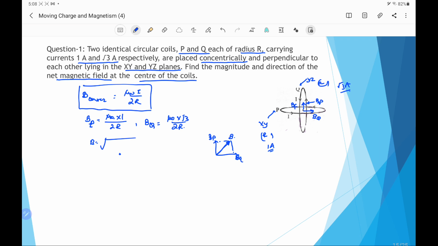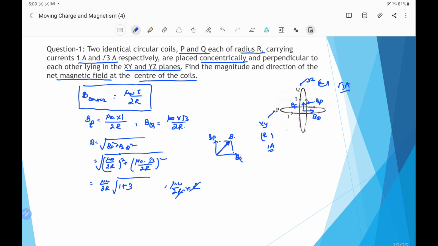So B will be equal to square root of BP square plus BQ square. Substituting the values, it will be mu naught by 2R whole square plus mu naught into root 3 by 2R whole square. The common term is mu naught by 2R, so it is taken out. Remaining is 1 plus 3, that is equal to mu naught by 2R into 2. The 2 and 2 get cancelled, so the value is mu naught by R. Therefore, the net field is mu naught by R in terms of its magnitude.